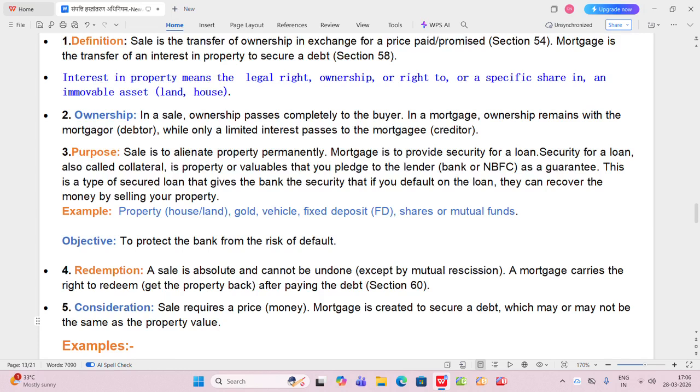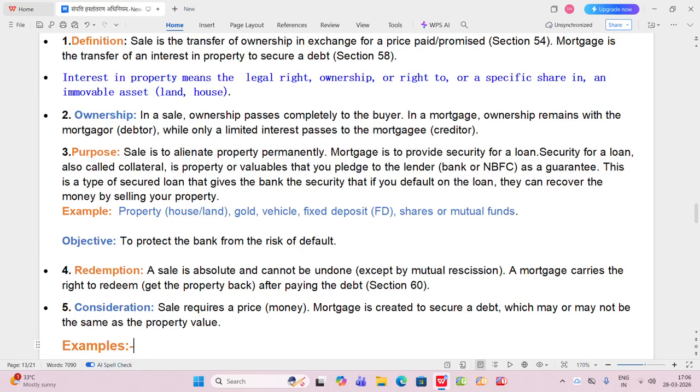Consideration. Sale requires a price. If you are going to purchase something, then you have to pay some price. So a sale requires a price. Mortgage is created to secure a debt which may or may not be the same as the property value. In case of mortgage, it is not necessary that you have to pay a value equal to the value of the property which has been mortgaged. So it may be less than that.